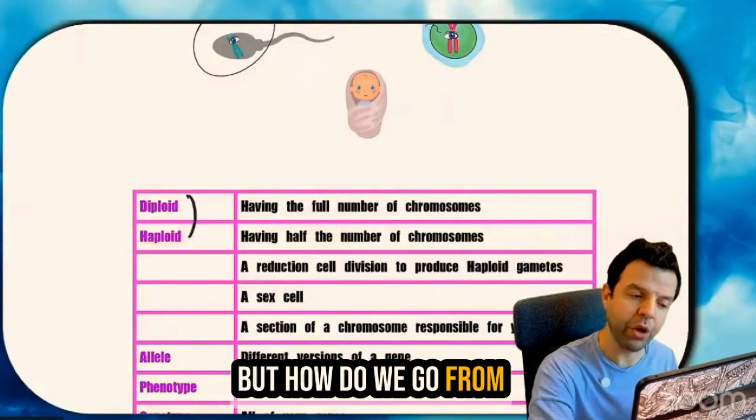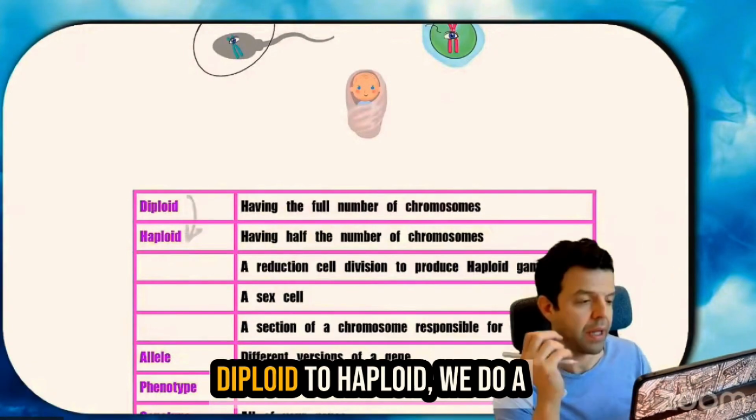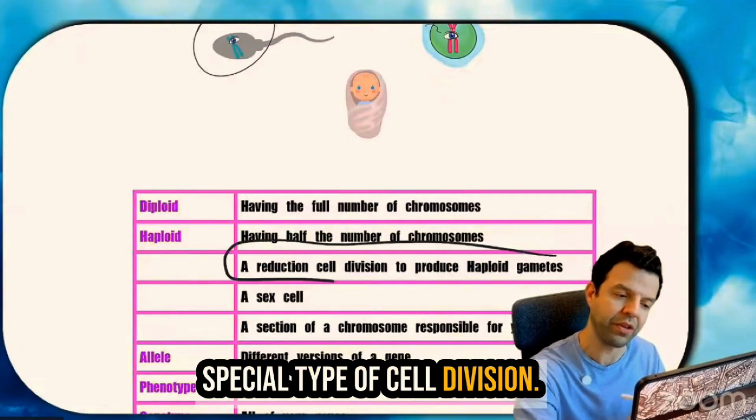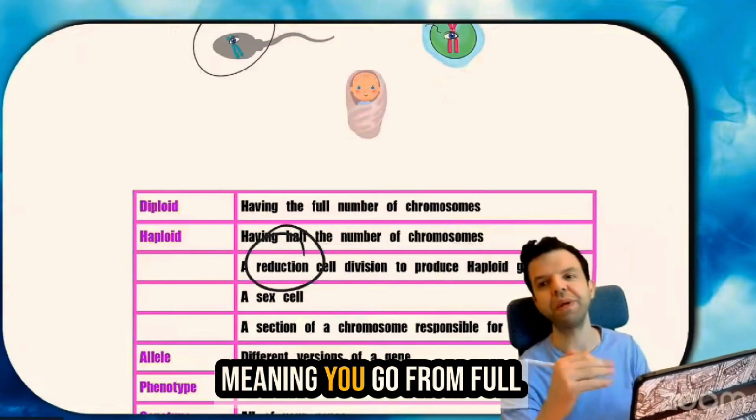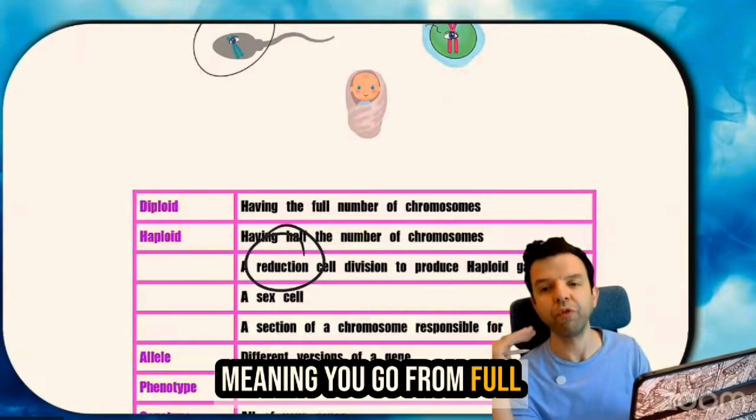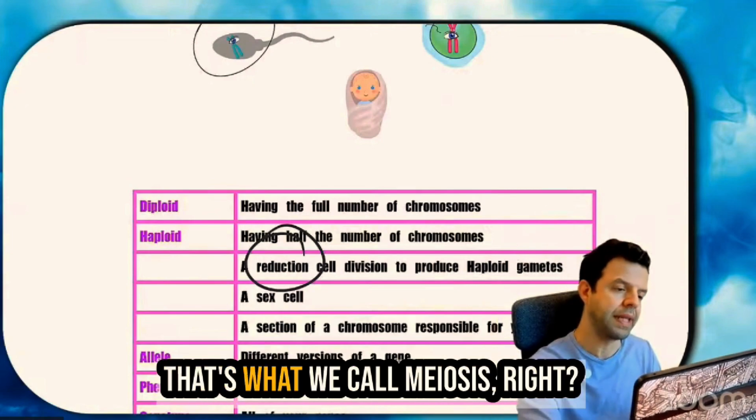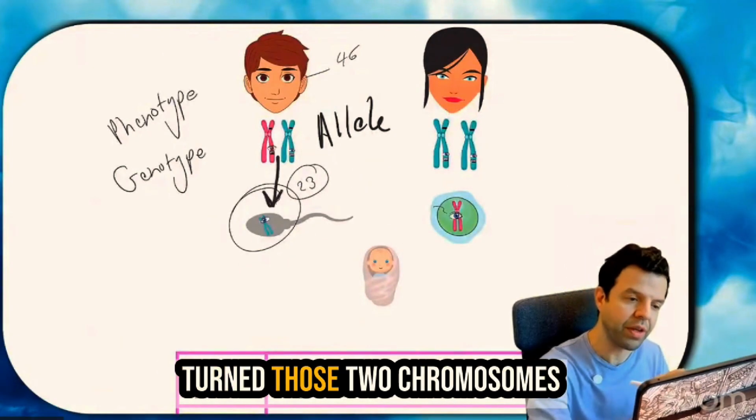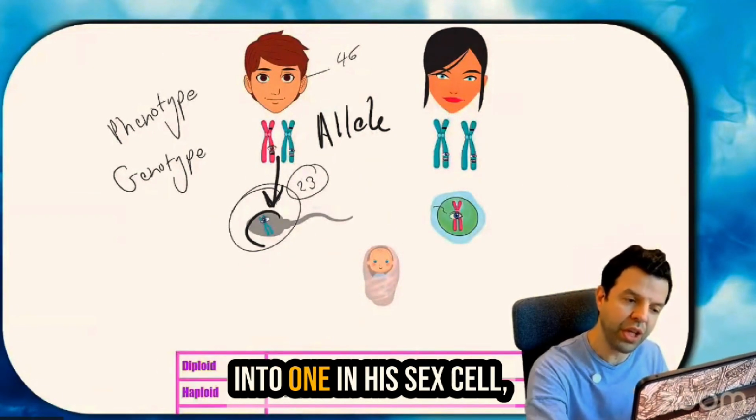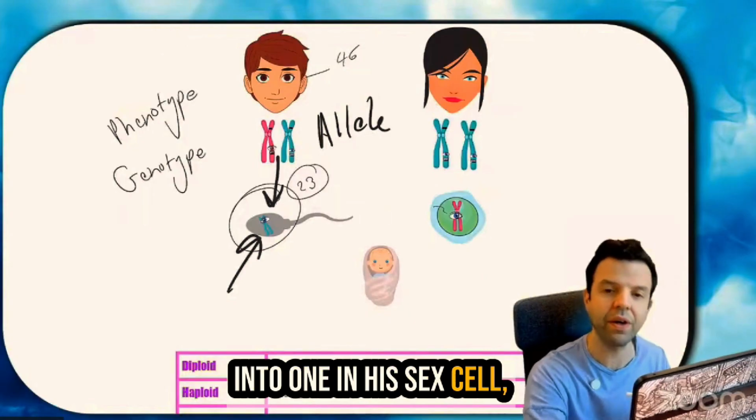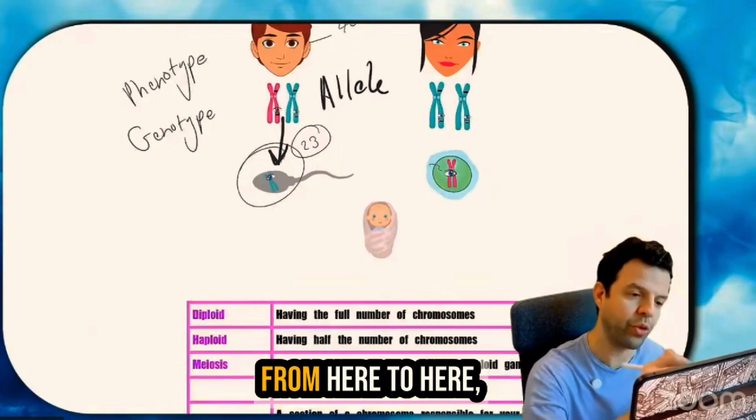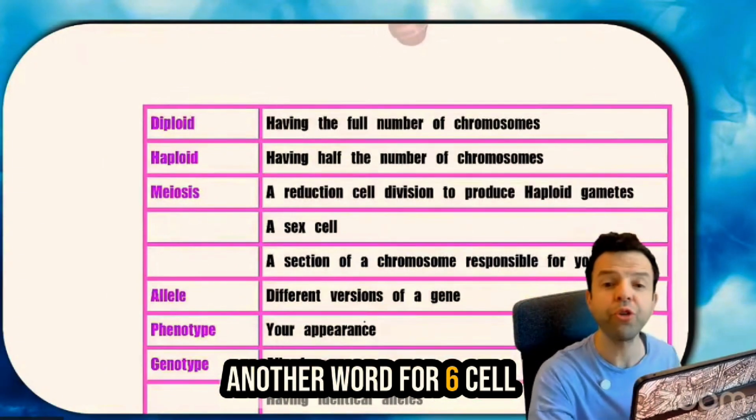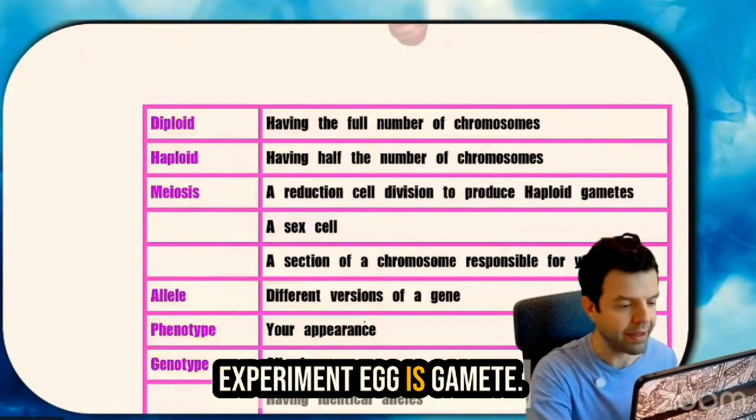But how do we go from diploid to haploid? To go from diploid to haploid, we do a special type of cell division. It's a reduction division, meaning you go from full number to half number. That's what we call meiosis, right? When this guy, for instance, turned those two chromosomes into one in his sex cell, from here to here, it's always meiosis. Another word for sex cell, like sperm and egg, is gamete.